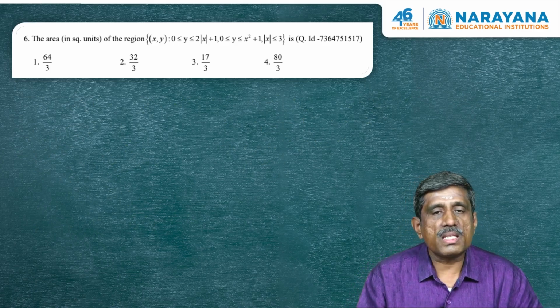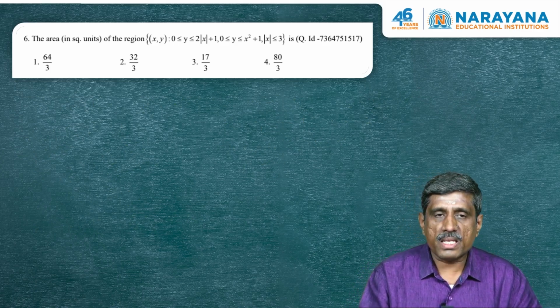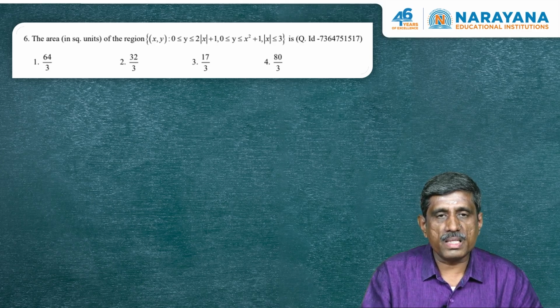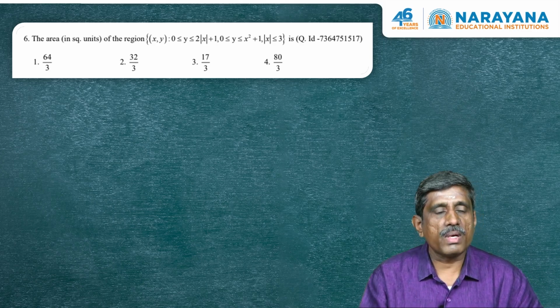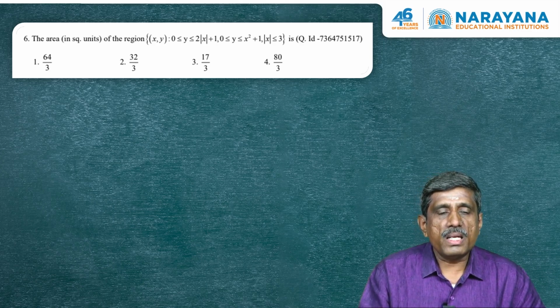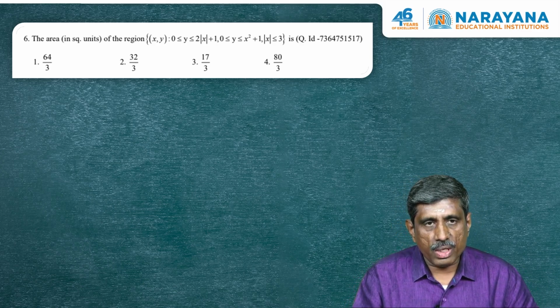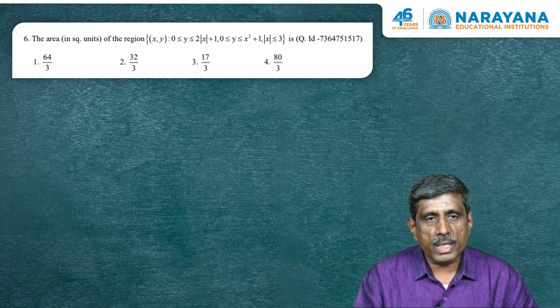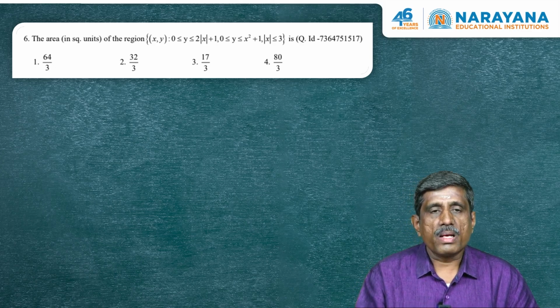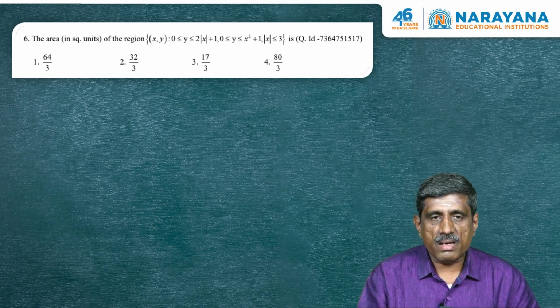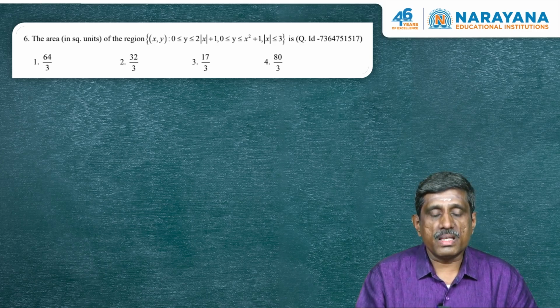That is the fifth question. Let us move on to the sixth question, which is under areas. Regularly a question from areas is being asked, which we know very well. What is the question? We are asked to find the area of the region (x, y) such that 0 ≤ y ≤ 2|x| + 1, 0 ≤ y ≤ x² + 1, |x| ≤ 3. And you know there is a parabola and we have straight lines in between, |x| ≤ 3.